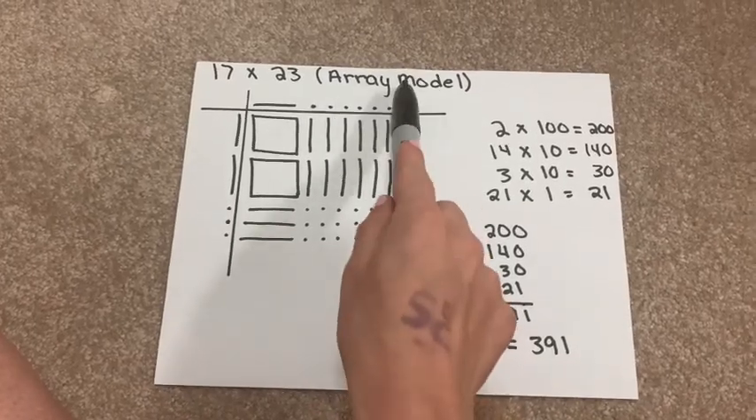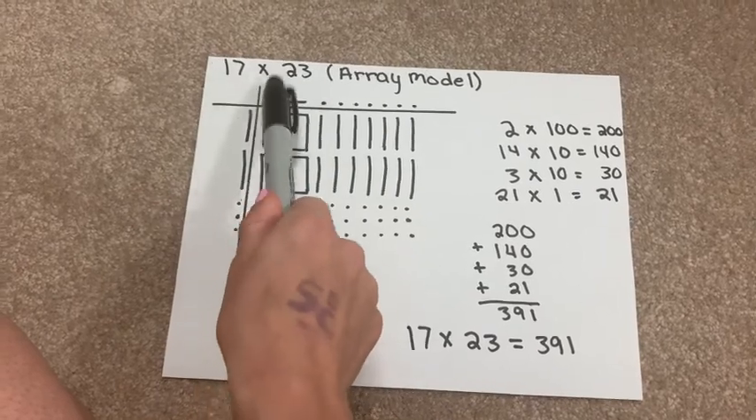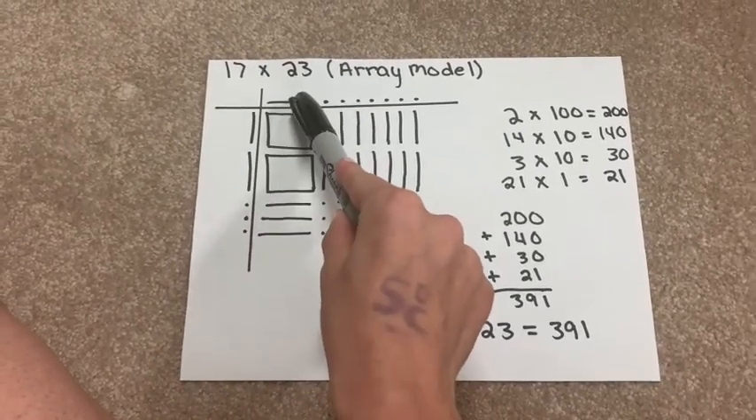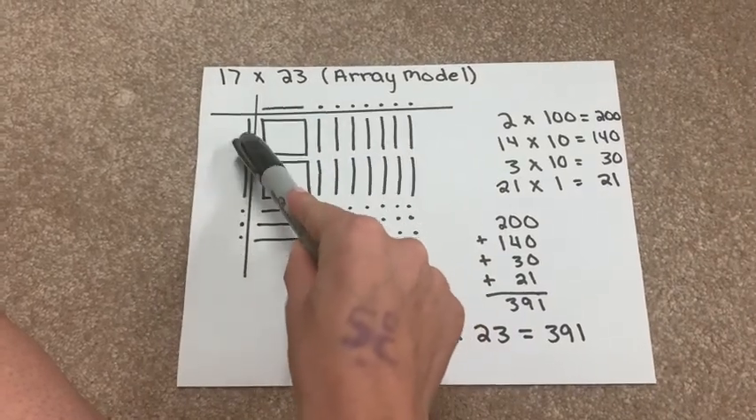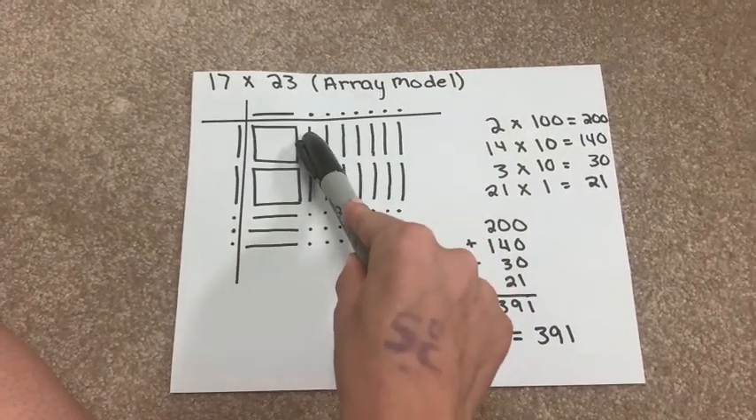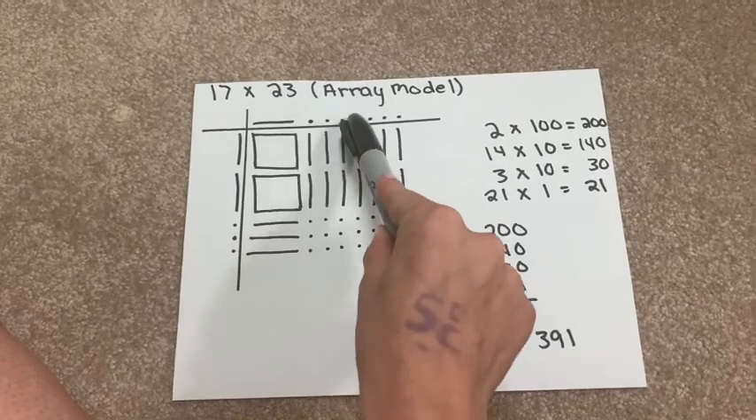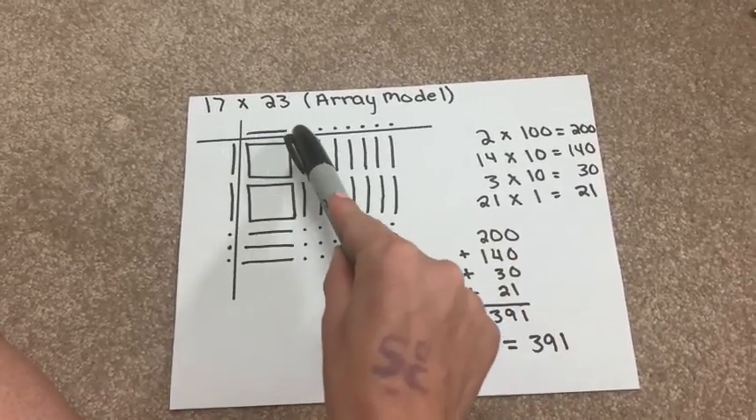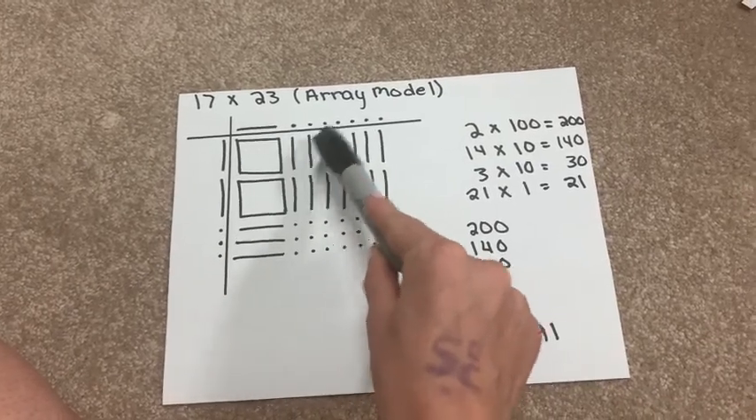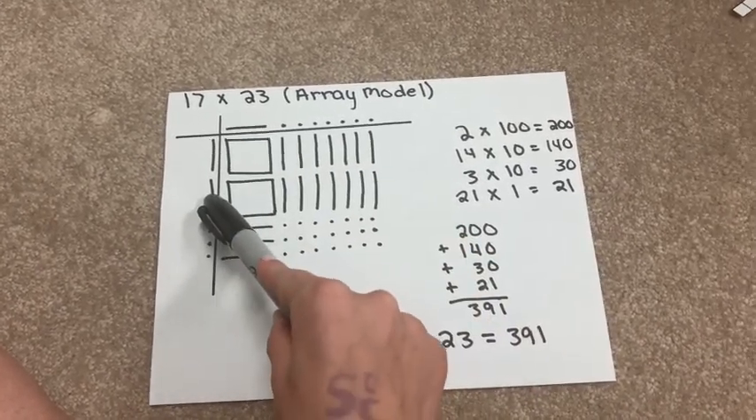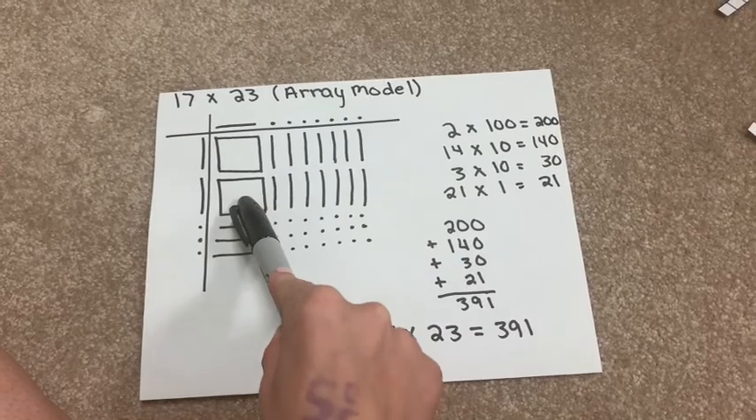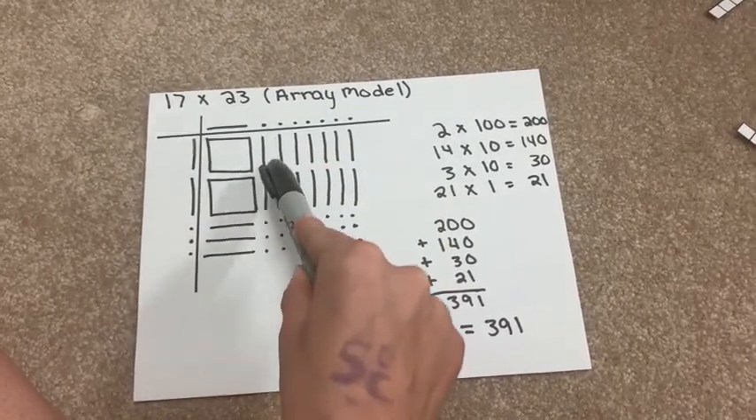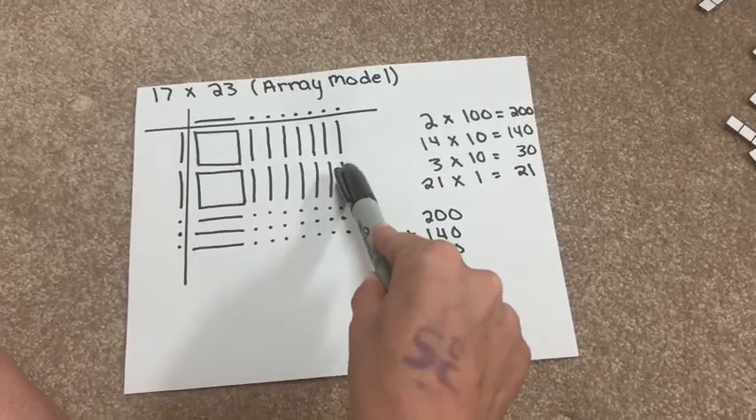Next, we have our array model for equation 17 multiplied by 23. So we have 10 multiplied by 10 gives us 100. 10 times 1 gives us a 10. And then you need that 7 times because there's 7 ones up here. So 10 times 1, 7 times. 10 by 10 again gives us 100. So 10 times 1 gives us 10, and then you do that 7 times.